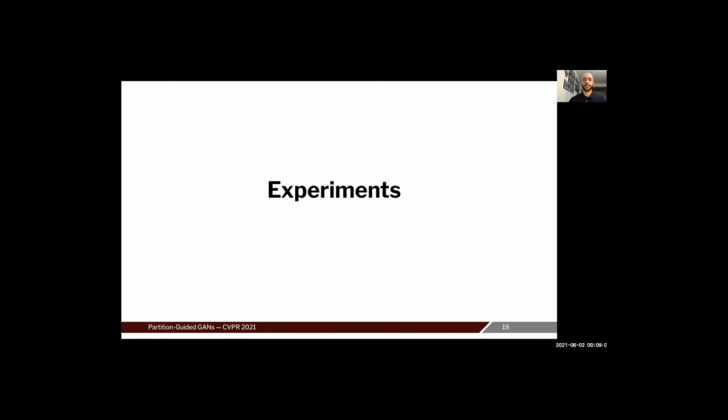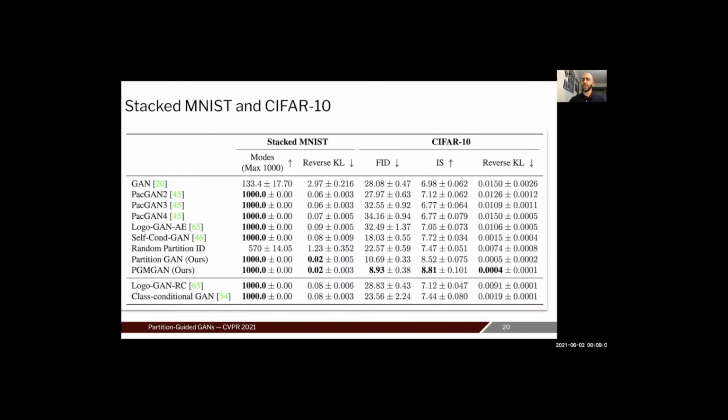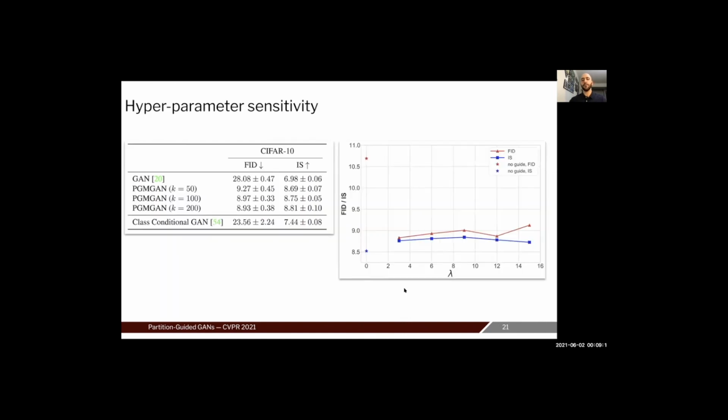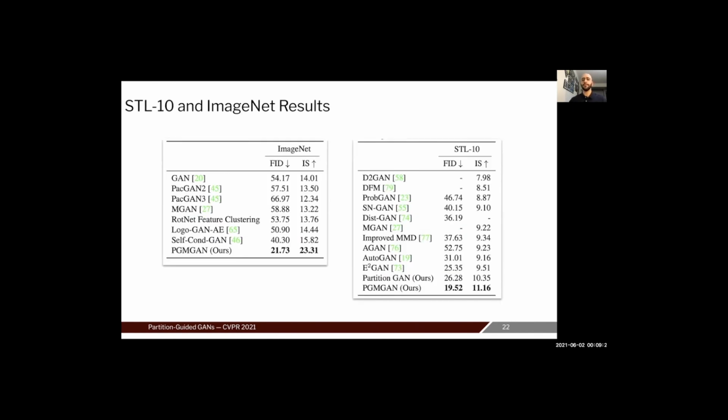Let's look at some empirical results on the famous datasets. On CIFAR-10 and Stacked MNIST, we achieve state-of-the-art results, even beating supervised methods. Our method introduces a few hyperparameters: lambda, the penalty term, and k, the number of partitions. As you can see, our method is not hypersensitive to any of these parameters. Finally, let's look at results on larger datasets like STL-10 and ImageNet. We still achieve state-of-the-art results, beating all previous unsupervised methods that don't use any augmentation. For more details and examples of images, please see our paper.